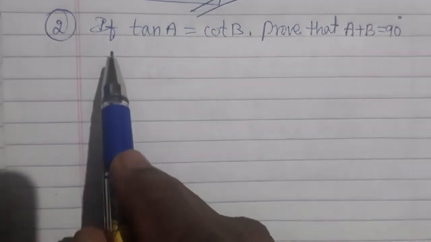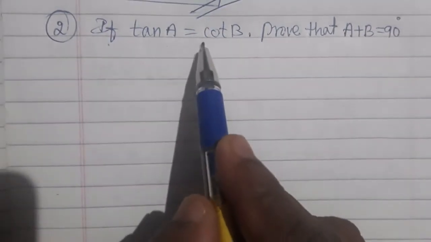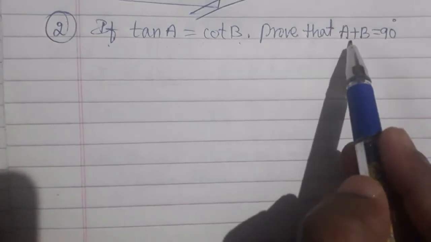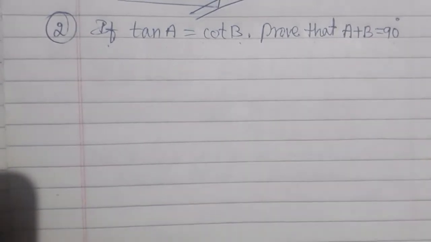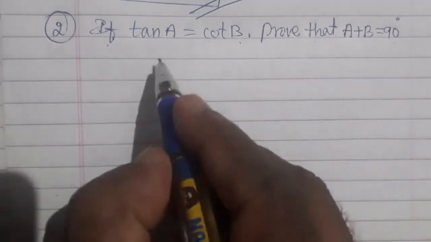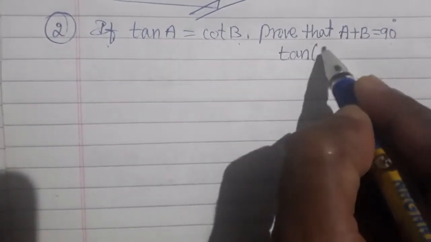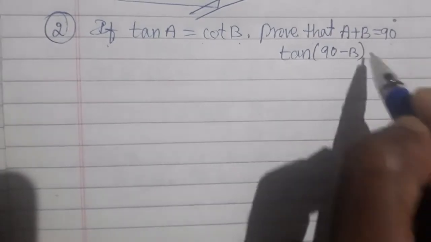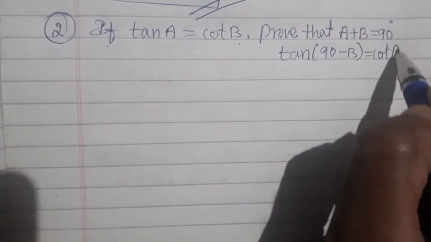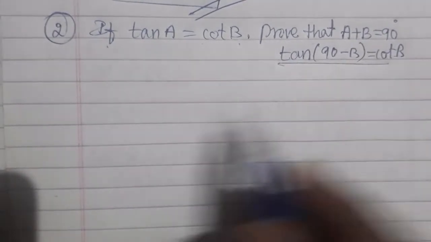The second sum of this kind. If tan A is equal to cot B, prove that A plus B is equal to 90. So here I will use this ratio. What is that ratio I am using here? I will use tan 90 minus B is equal to cot B. I will use this.